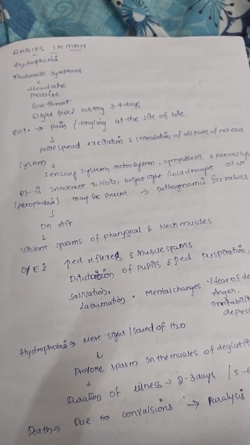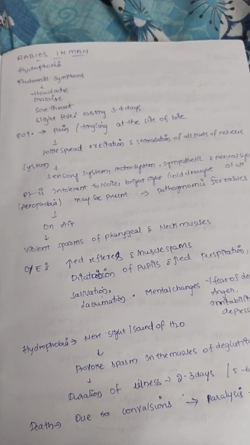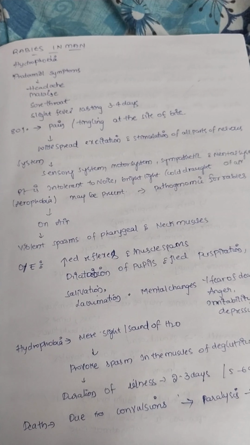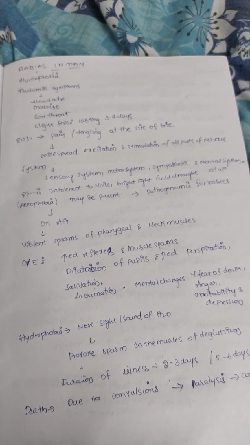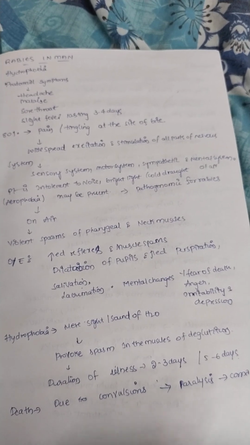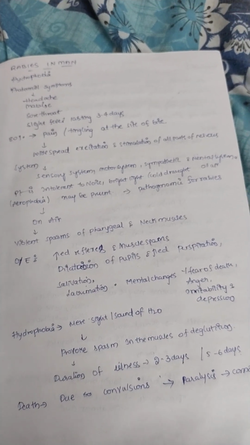If we blow some air, violent spasms of the pharyngeal and neck muscles will be seen. On examination, increased reflexes and muscle spasms are seen. Dilatation of pupils, increased perspiration, salivation, lacrimation. Some mental changes like fear of death, anger, irritability, and depression. So hydrophobia: the mere sight or sound of water will provoke him. It provokes spasm of the muscles of deglutition.